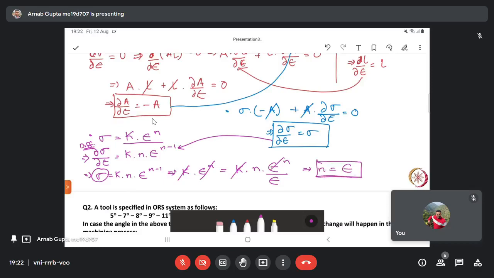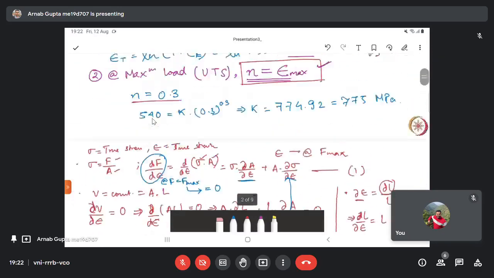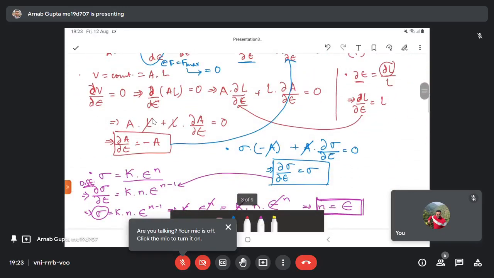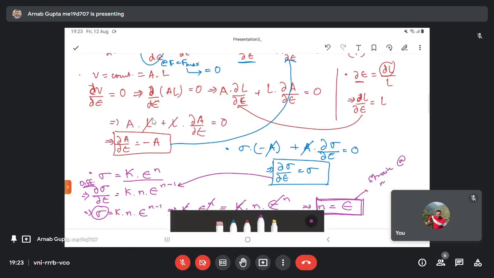So this is the particular expression that we used in the above numerical here. And you have to note that this epsilon is the strain at the maximum loading point. That is, F is F max.